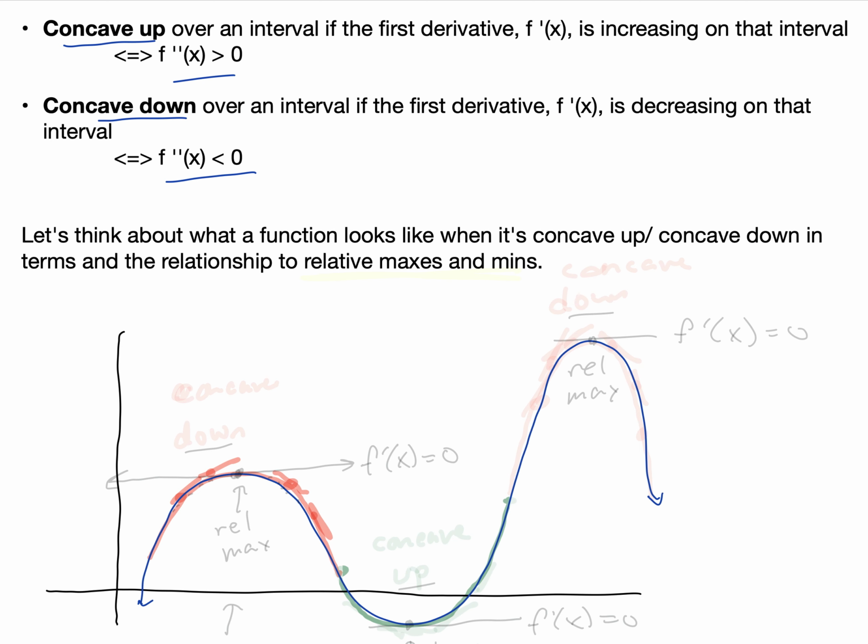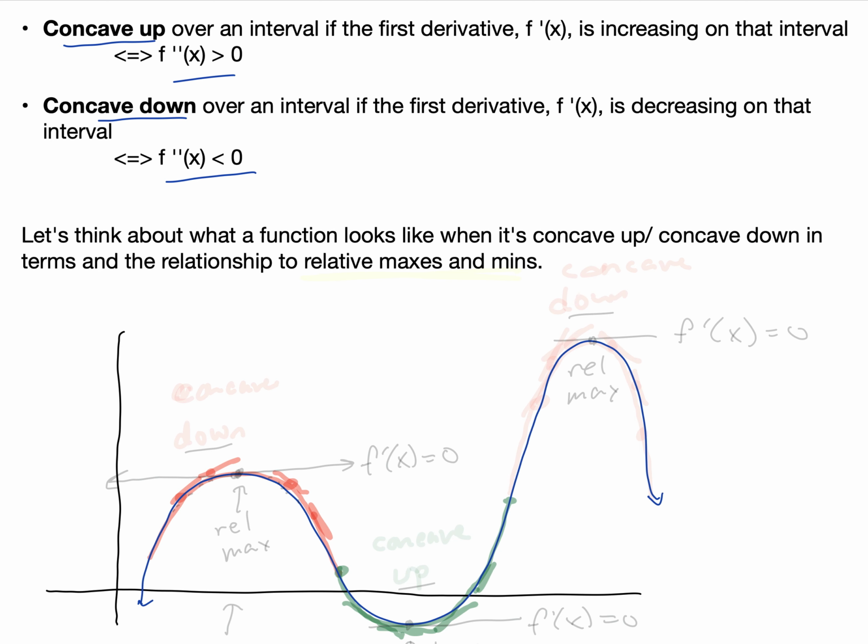And then at some point, we switch to being concave up, maybe about here, so that would be an inflection point, a place where we switch from being concave down to concave up. So here we're concave up. We're concave up because the first derivative is increasing, becoming less negative and then more positive.